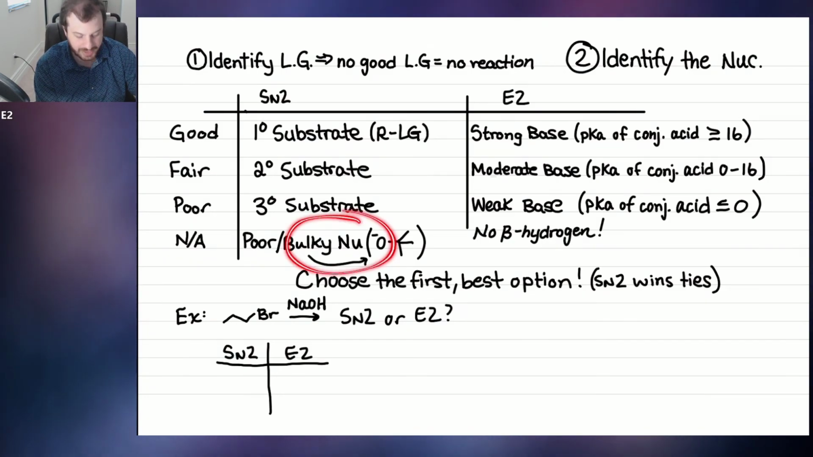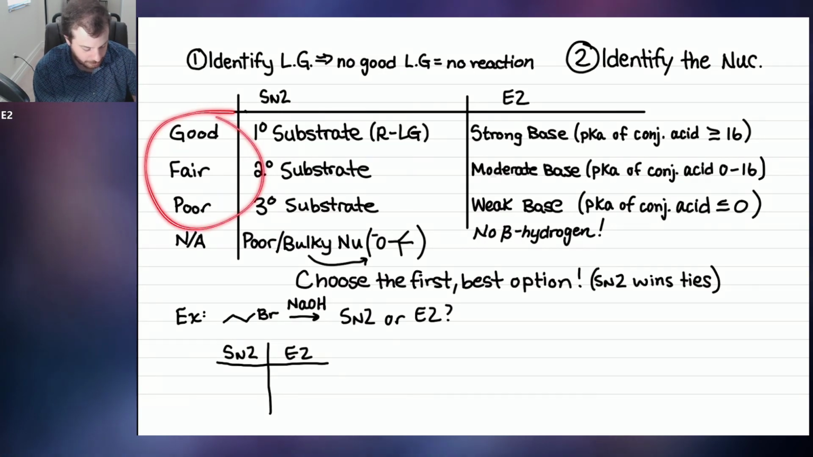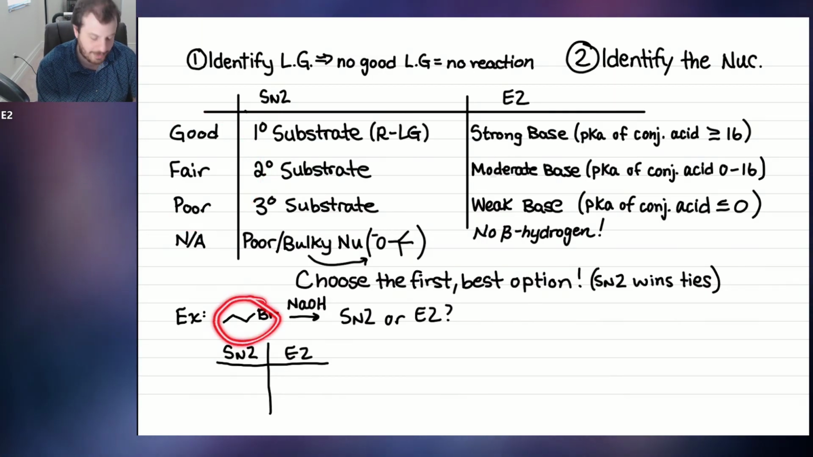It's also not bulky. It's not tert-butoxide. There's no tert-butyl group attached, so it's not a bulky nucleophile. So we're just going to assign good, fair, or poor. And is our substrate primary, secondary, or tertiary? We look at the alpha carbon. We see that there's one beta carbon, so that means it's primary. So that means SN2 is good.